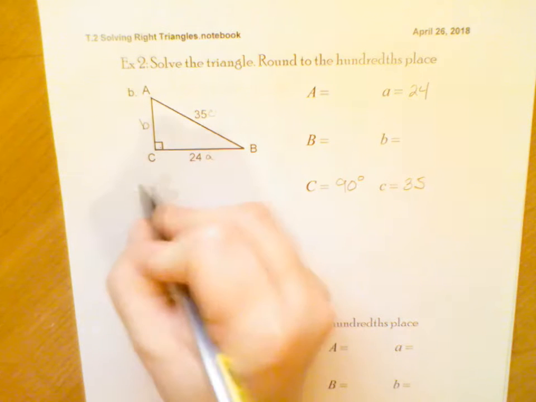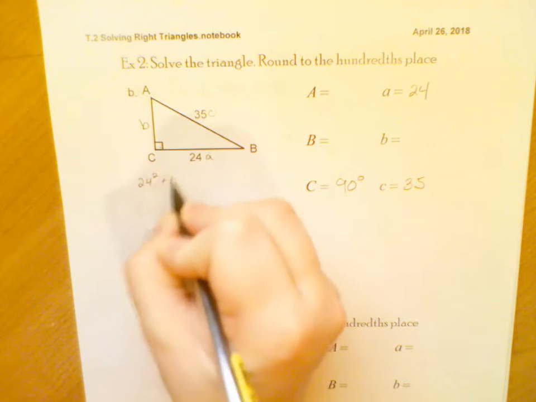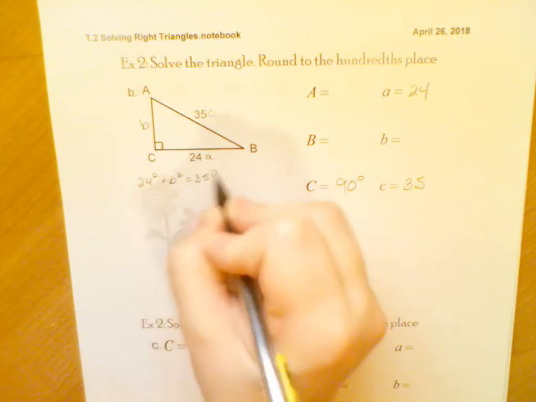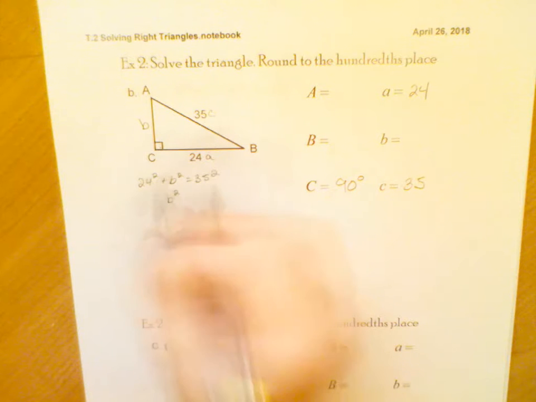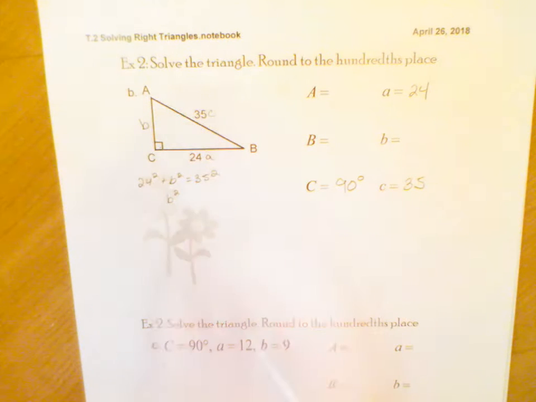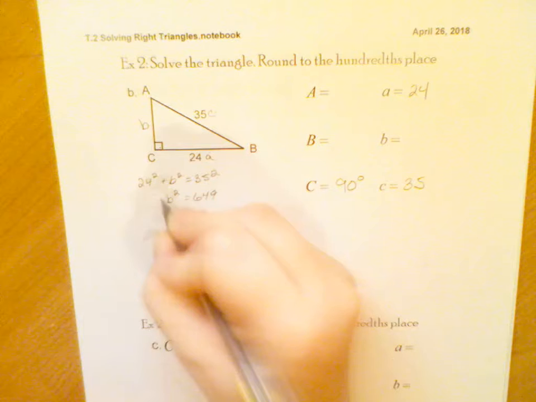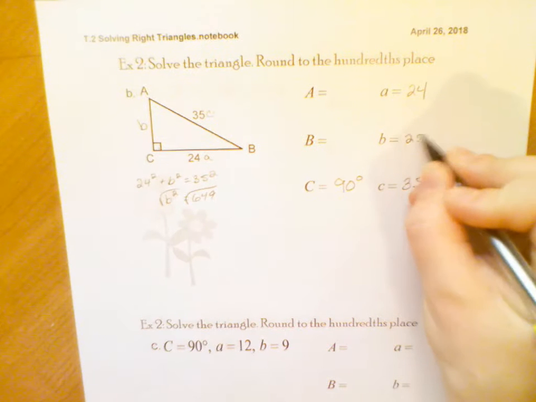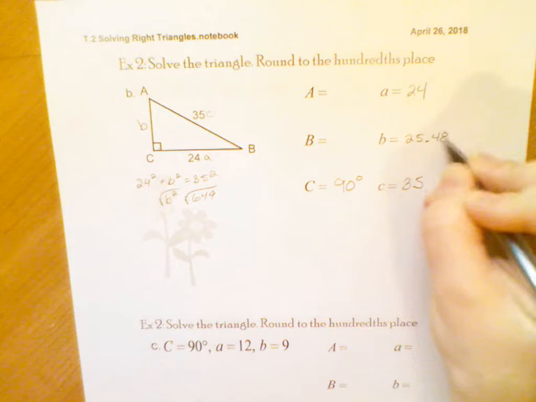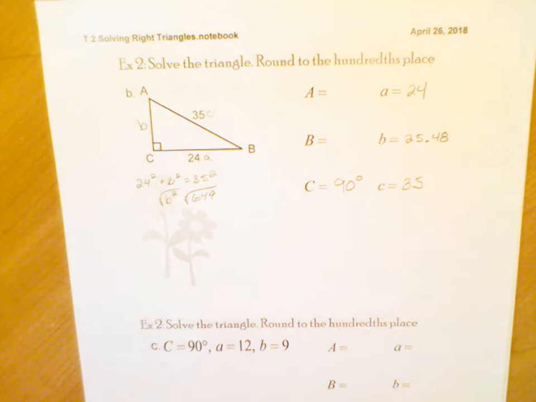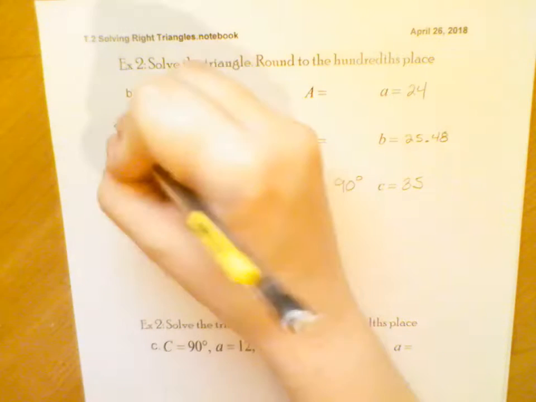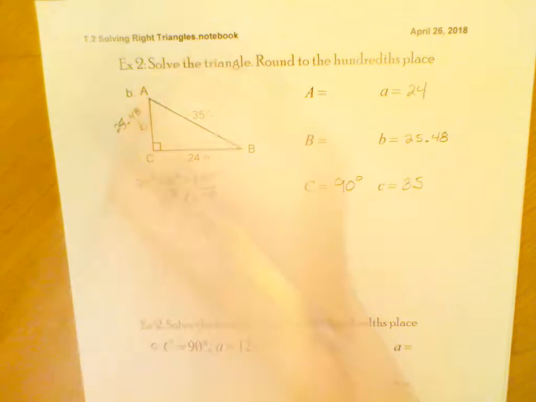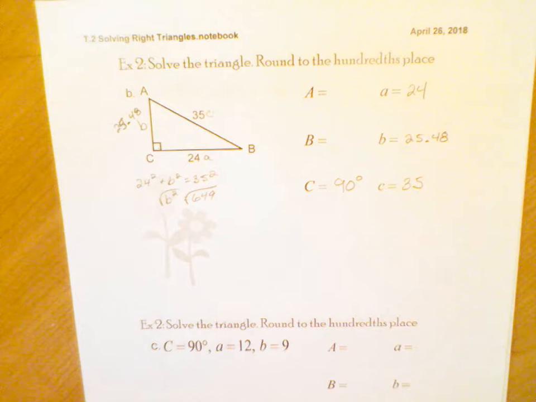So I've got 24 squared plus B squared equals 35 squared. So once I do this and subtract, I end up with 649. And when I square root that, I get a decimal. So I got 25.48 for side B. I'm not going to go through all of Pythagorean theorem because we did that yesterday.